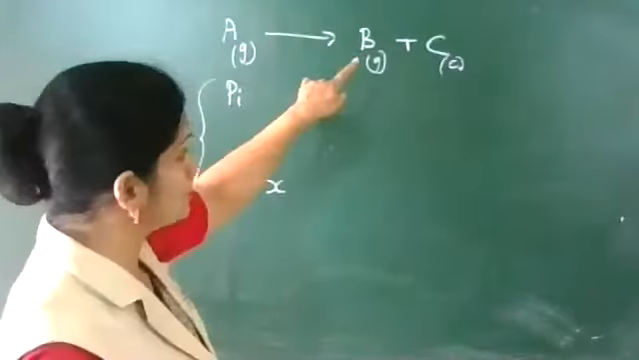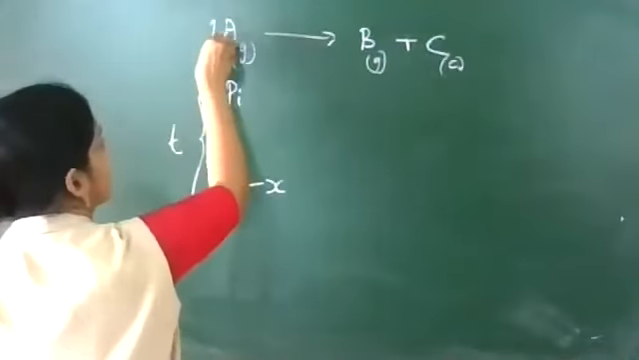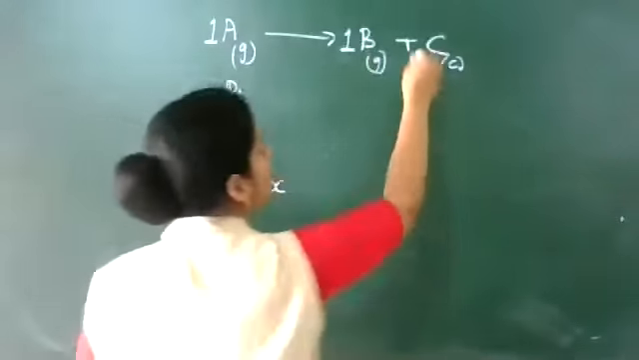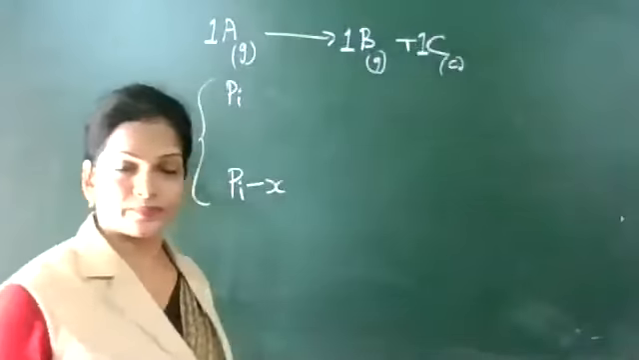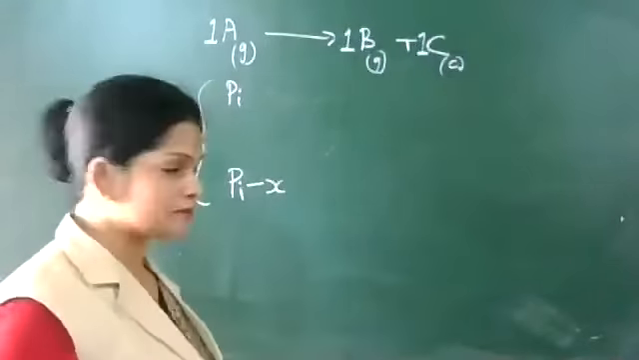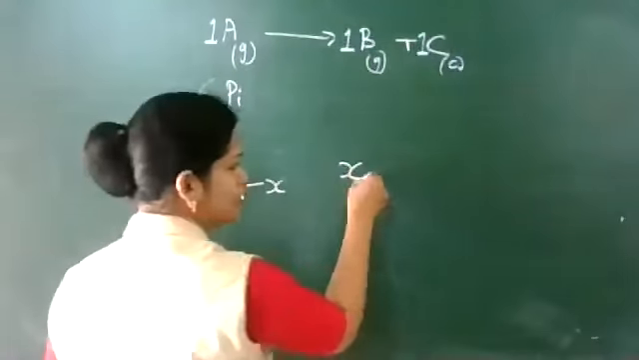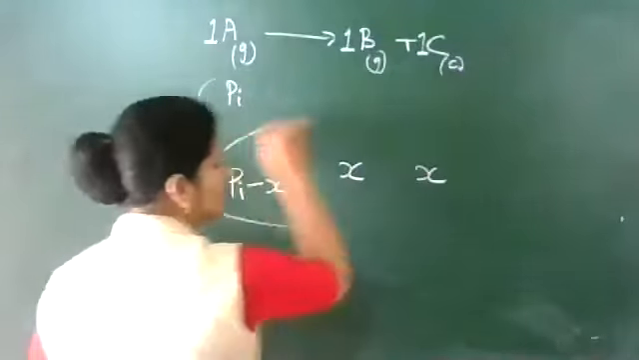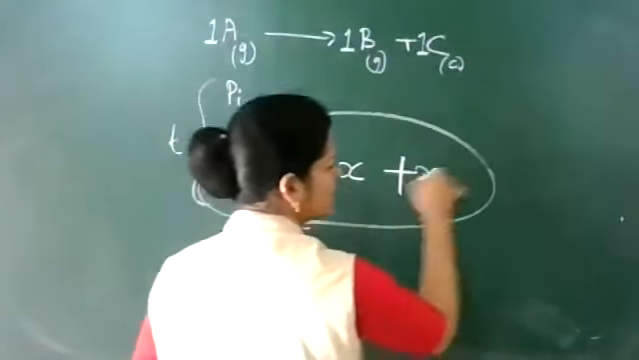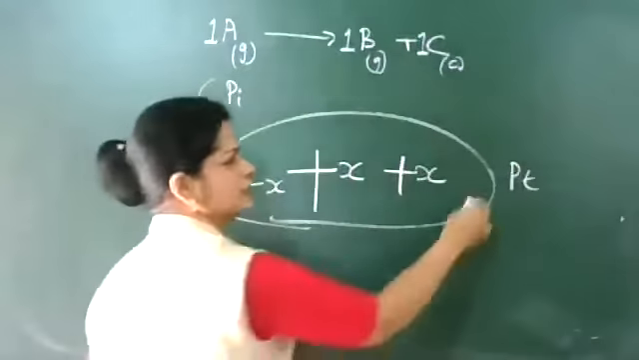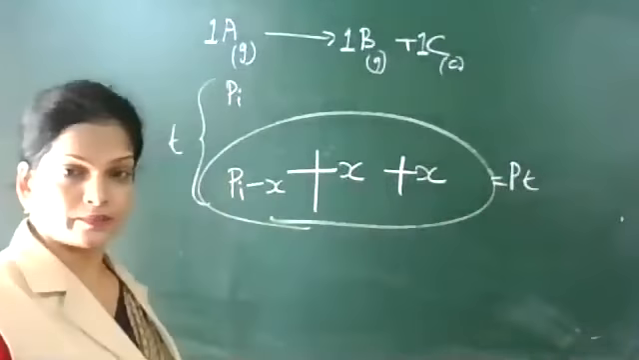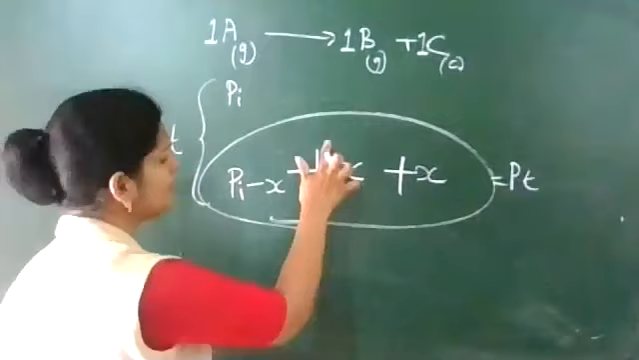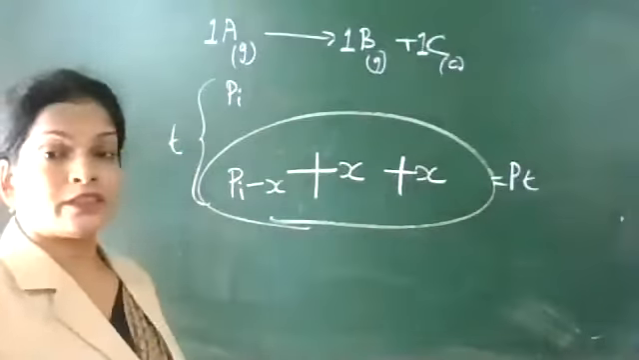When one A goes, one B and one C are produced. When X goes, X of B and X of C are produced. Total pressure is Pt. This is the total pressure, what we measured after a time t, that is Pt. Alright? So this is what we come to know.